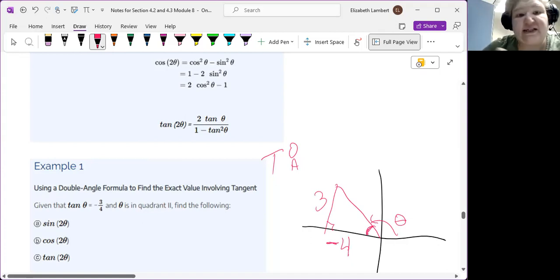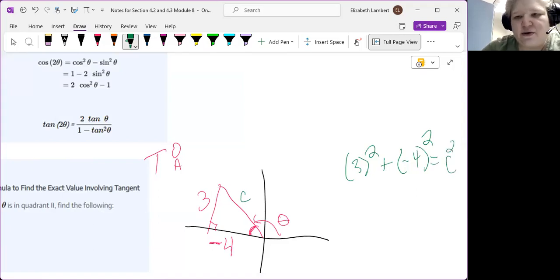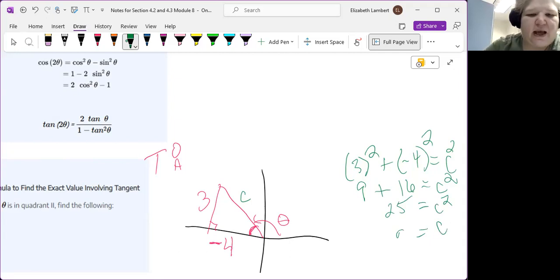Now, in order to answer any of this, we're going to have to know what sine and cosine, and well, we have the tangent, are. So we need that third side. It is the hypotenuse, we will call it C. So 3 squared plus negative 4 squared equals C squared. Notice the parentheses. So 9 plus 16 is C squared. So we get 25. So C is 5. Hypotenuse is always positive, so positive 5.